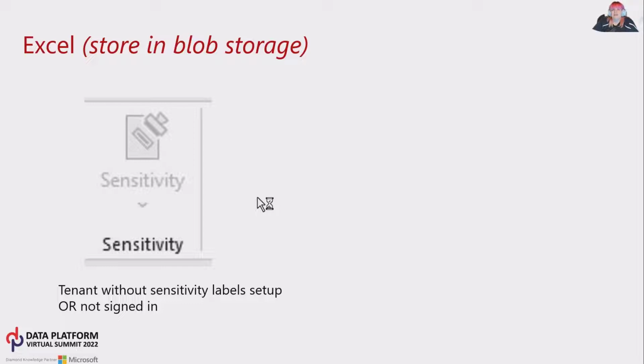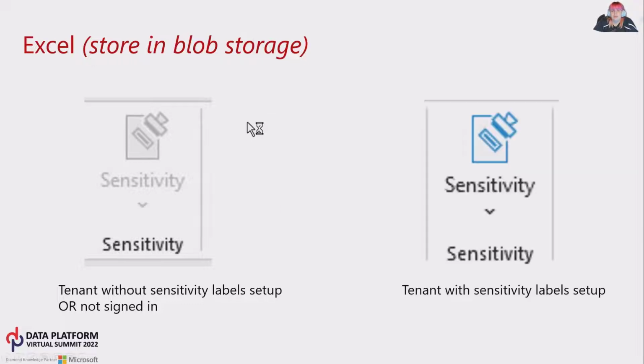It will appear grayed out for two reasons. If you're not signed in, because obviously if you're not signed in, it can't go to Office 365 to get the labels that apply to your account. And secondly, if you don't have sensitivity labels set up. So if you've got no labels in your tenant, then it's not going to display anything. If you are signed in and you do have sensitivity labels that are accessible to the account you're signed in with, the button will be enabled.